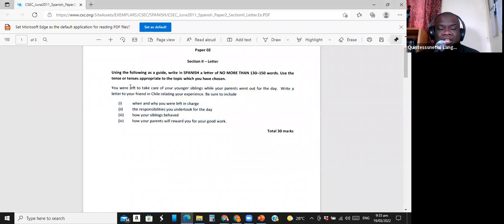You were left in charge, past tense. Your parents went out, past tense. Write a letter to your friend in Chile relating your experience. You're relating the experience after the past. It's a one-time event that occurred and completed. That is the hint. I need to use the preterite tense here.